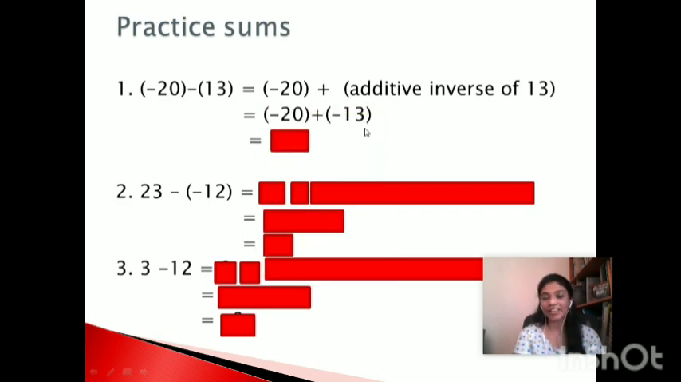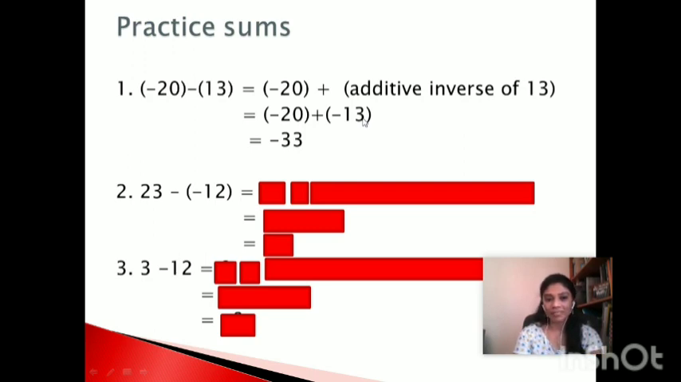Now recall the addition rule. If both the integers are of the same sign, I need to add and keep the sign. Both are negative integers, so same sign, isn't it? So 20 plus 13 is 33, and I have to keep the sign negative since both are negative integers.